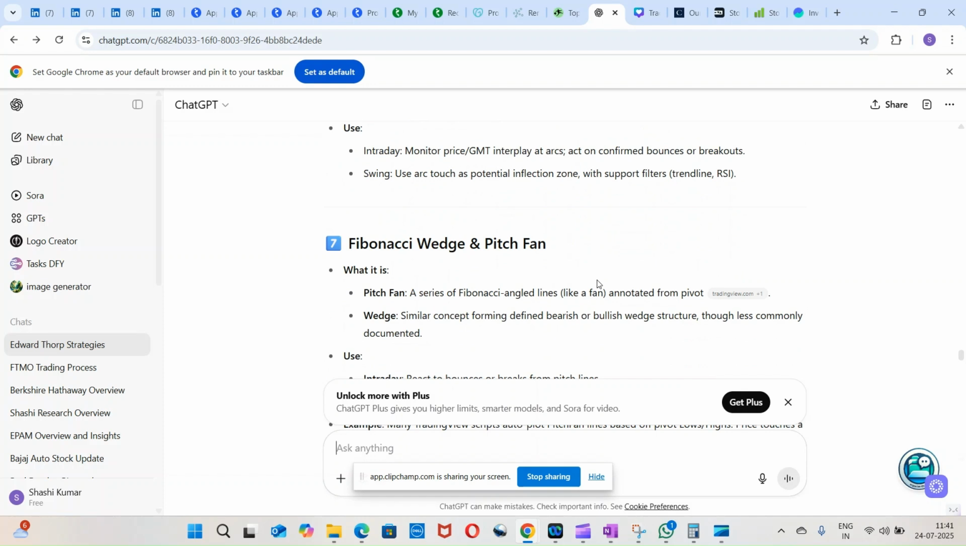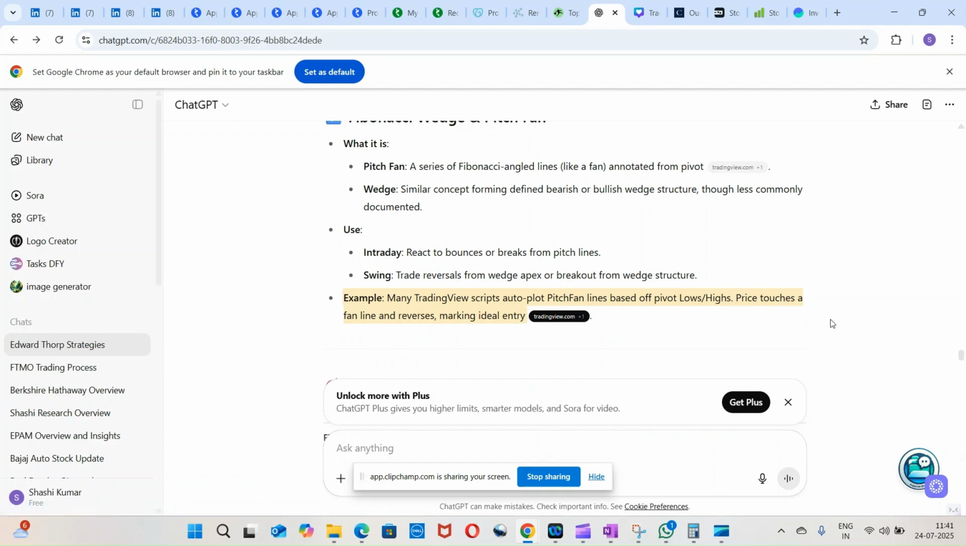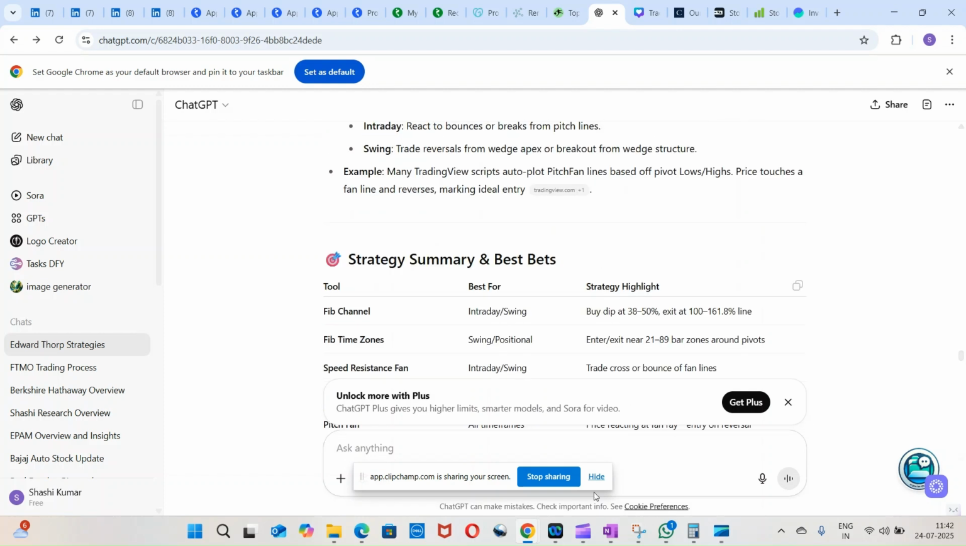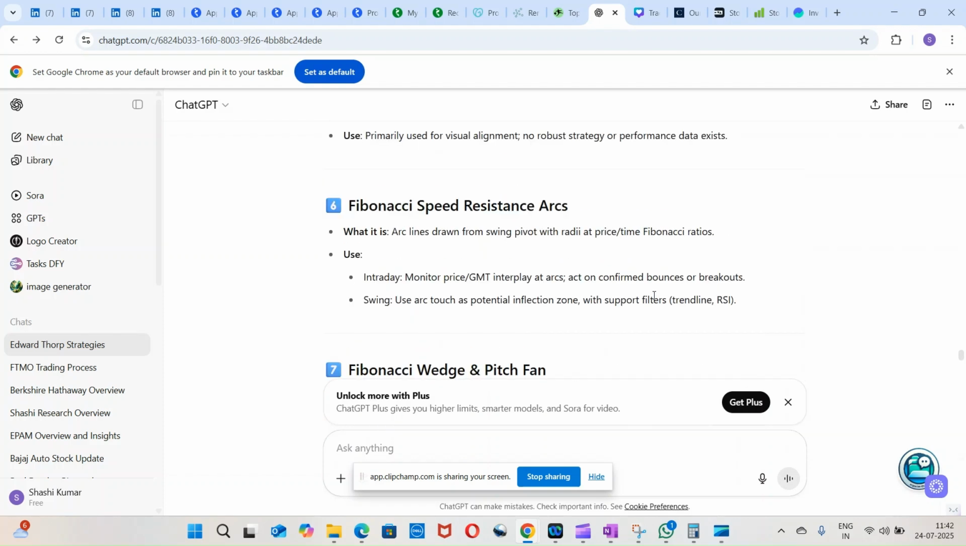Fibonacci wedge and pitch fan. A pitch fan is a series of Fibonacci aligned lines annotated from a pivot. Wedge is a similar concept, forming a bearish or bullish wedge structure. This is what a wedge is. These are used intraday: you react to bounces or breaks from these pitch lines, which we can use for trade reversals, or from the wedge apex or breakout from the wedge structure. Many TradingView scripts allow auto pitch fan lines based off pivot highs and lows, and when price touches a fan low and reverses, it makes an ideal entry. So let's see these fib wedge, pitch fan, and fib resistance arcs.